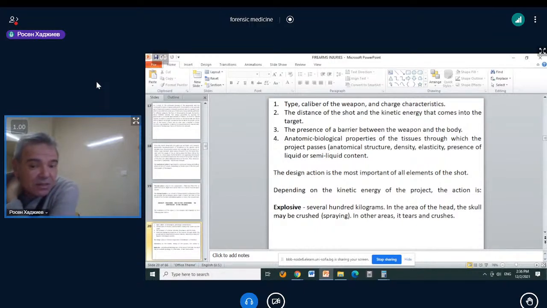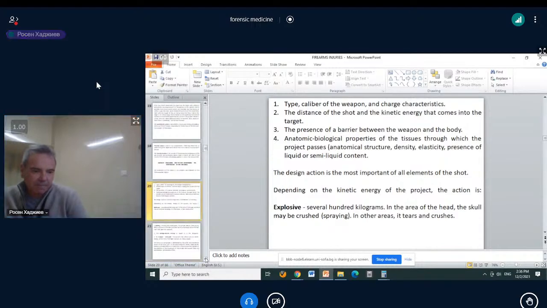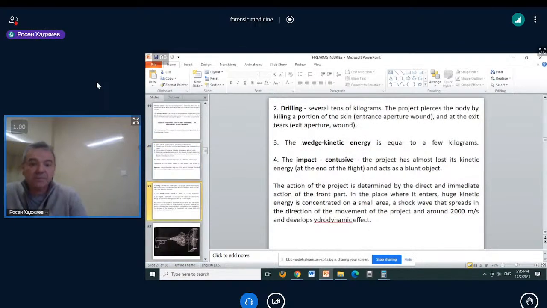Depending on the kinetic energy of the projectile, the action is explosive. Explosive action is when we have several hundred kilograms concentrated in one comparatively small area. If this action is over the head, the skull will be blasted or crushed. In other areas, it leads to some tearing or crushing. Drilling, several tens of kilograms. The projectile pierces the body by killing a portion of skin, enters as a puncture wound, and the exit tears.